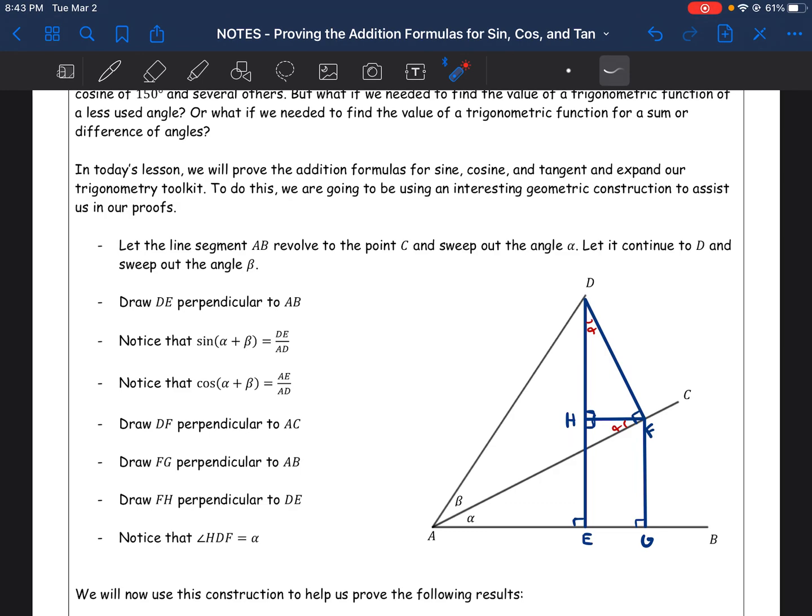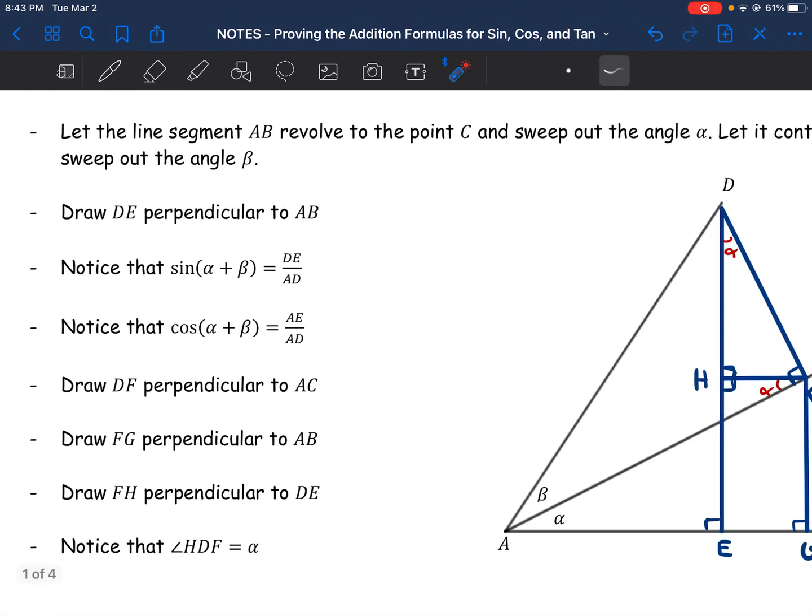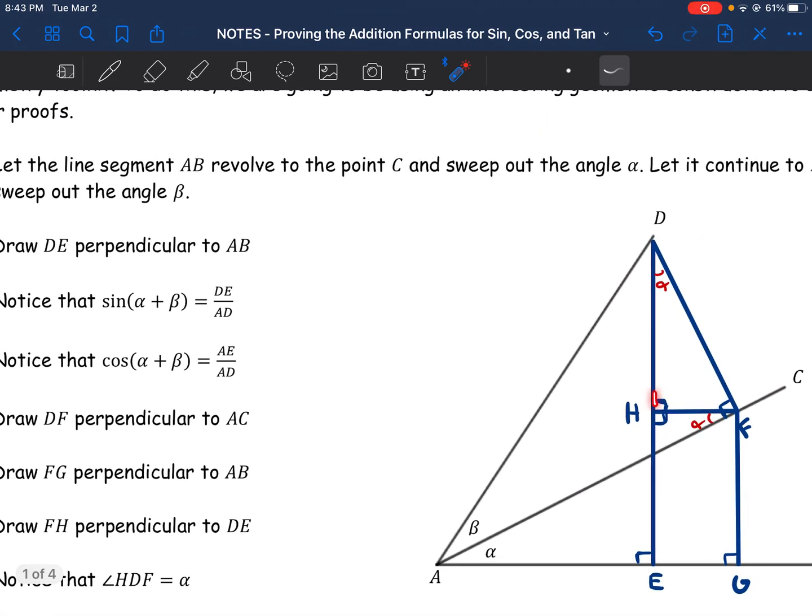Next, let's draw segment FG to be perpendicular to AB. So here's FG. Notice it's perpendicular to AB. And then let's draw FH to be perpendicular to DE. So here's FH. Notice it's perpendicular to DE, so we get these 90-degree angles right here. Okay. Now I'm going to make the claim that angle HDF is equal to alpha. So HDF, that's this angle right here. So I'm making the claim that this angle is equal to alpha, this angle right here.